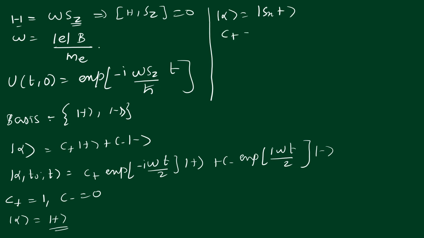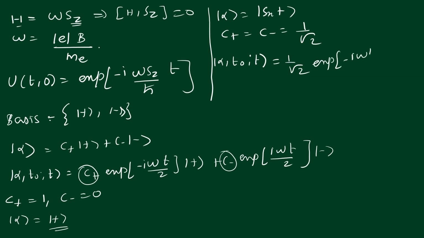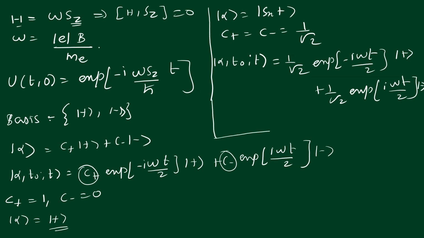This corresponded to c plus equal to c minus equal to 1 divided by root 2. Now we found the state at a later time, ket alpha comma t0 comma t. We saw that this is equal to 1 by root 2. Just put c plus equal to 1 by root 2 and c minus equal to 1 by root 2 in here. So it's 1 by root 2 exponential of minus i omega t divided by 2 plus 1 by root 2 exponential of i omega t divided by 2. There's a ket plus here and a ket minus here. Then we went on to calculate the probabilities.